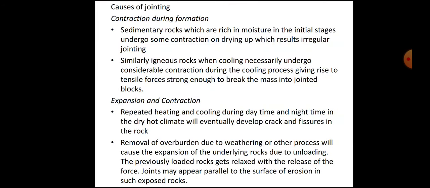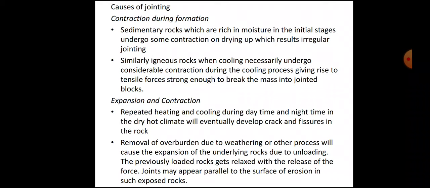Causes of jointing. Contraction during formation. Sedimentary rocks which are rich in moisture in the initial stages undergo some contraction on drying up, which results in irregular jointing. Similarly, igneous rocks when cooling necessarily undergo considerable contraction during the cooling process, giving rise to tensile forces strong enough to break the mass into jointed blocks.